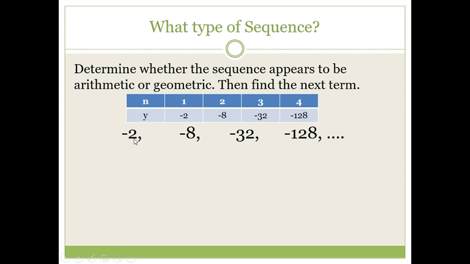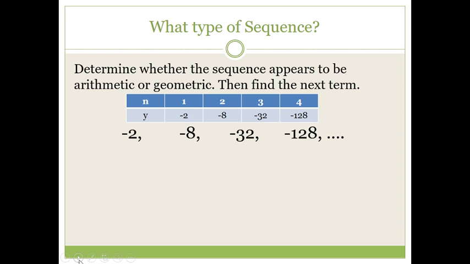Well, if I take negative 2 and I subtract 6, that can give me negative 8. But then if I take negative 8 and subtract 6 from that, I don't get negative 32. I would get negative 14. So now I know that it's not arithmetic. I can't just add or subtract the same number to get from one term to the next. So then the next thing I try is to see if I can multiply or divide by the same number to get from one term to the next.